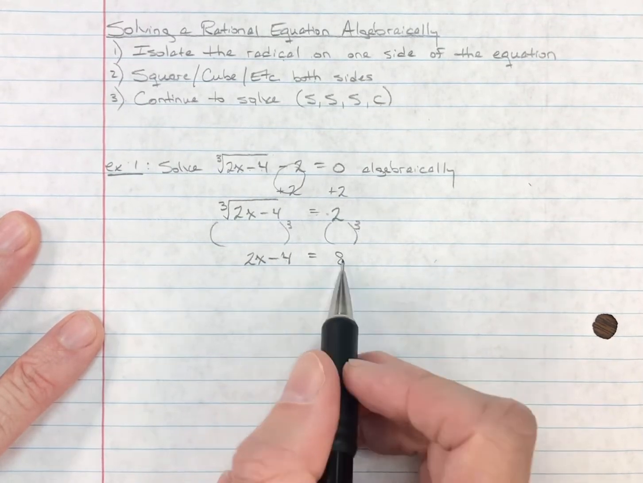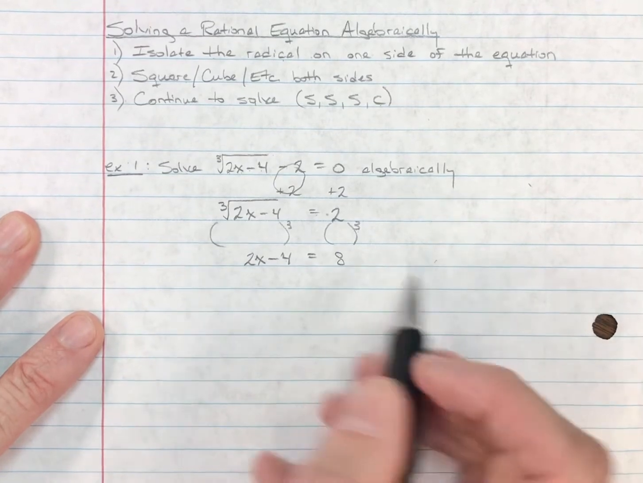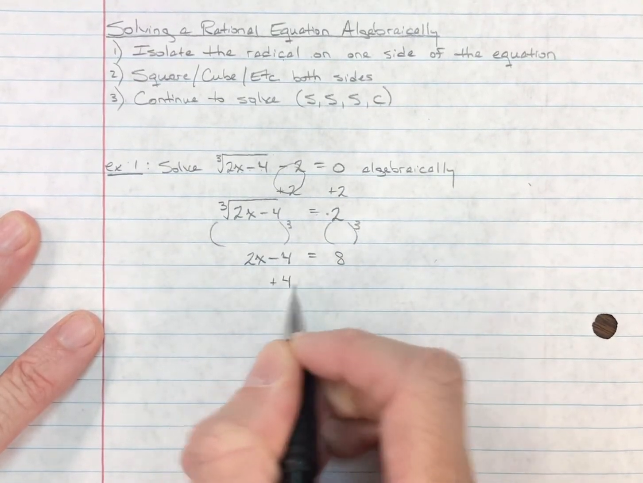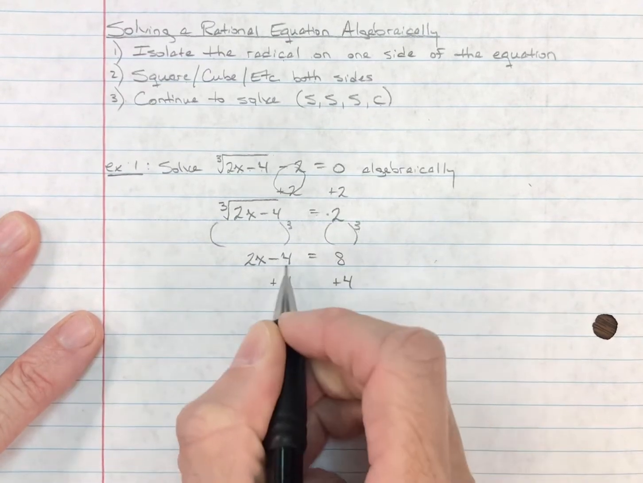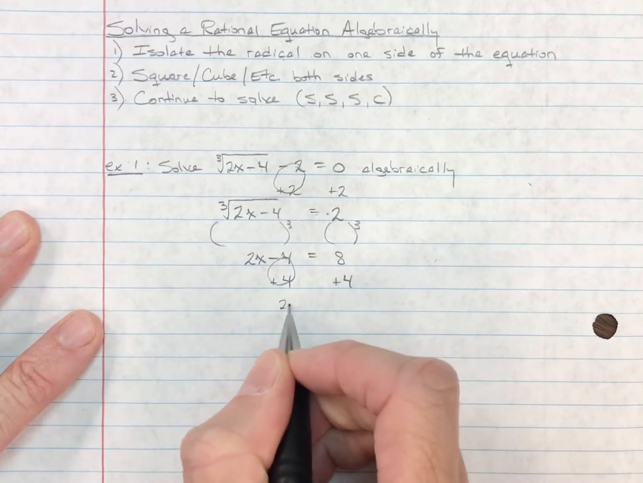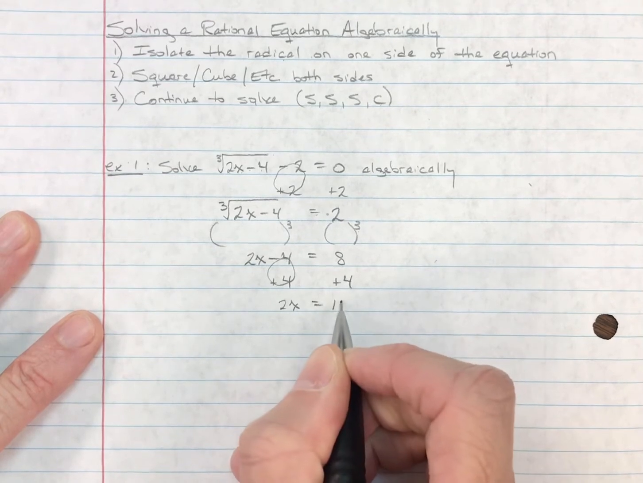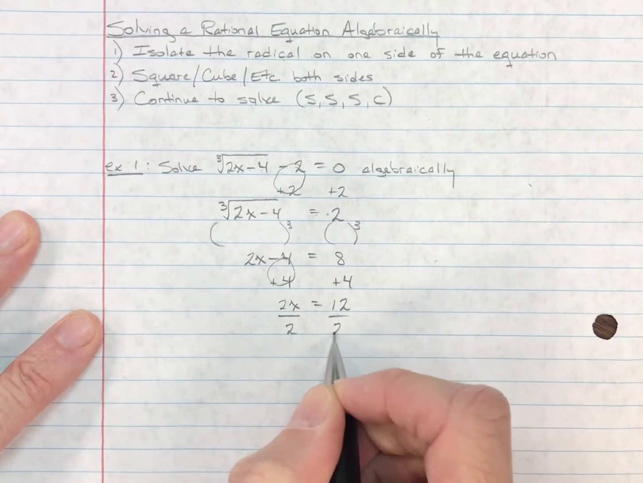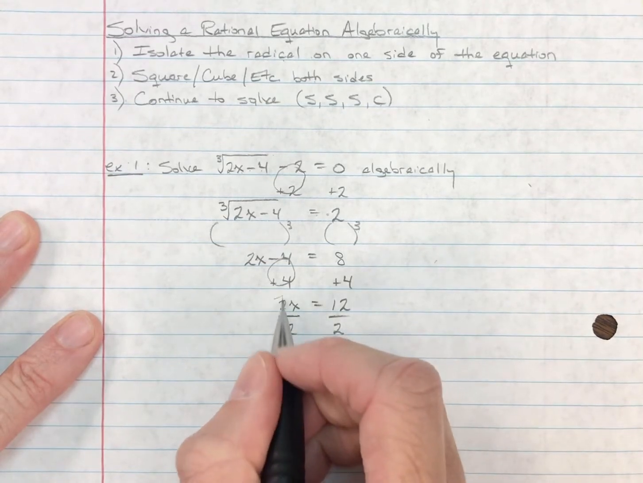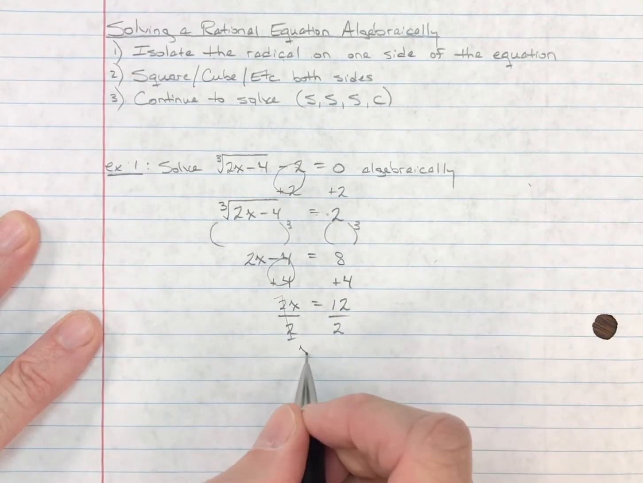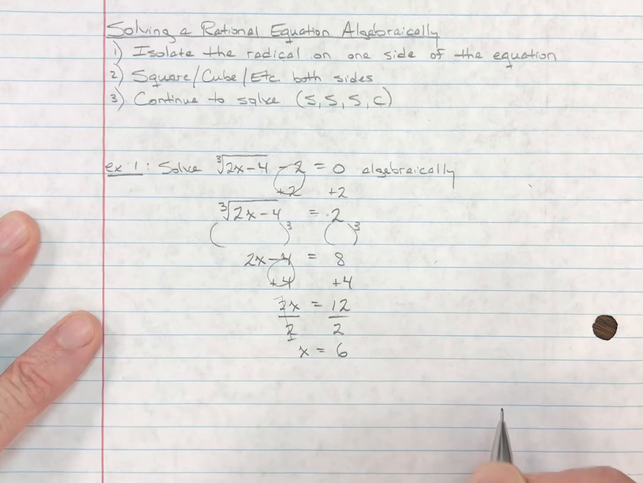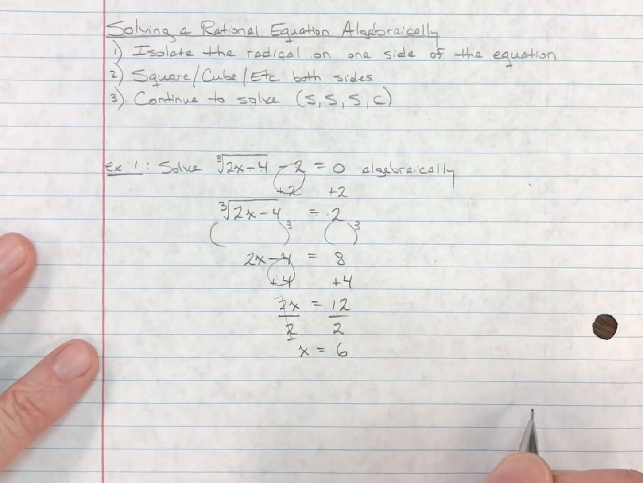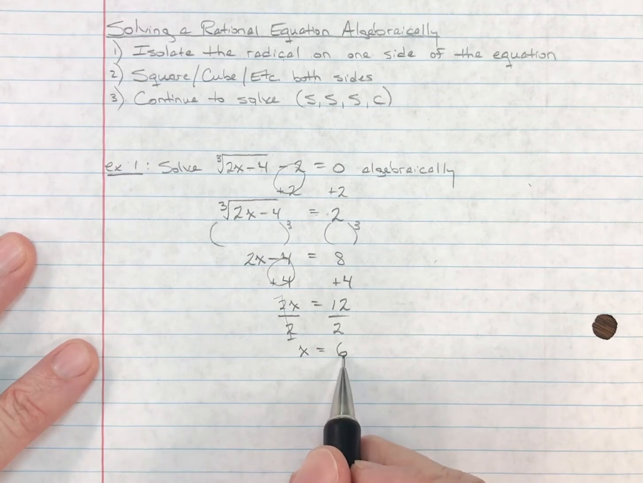Left side is simplified, right side is simplified. So now let's separate. Well, I only have one variable term, so I'll shift the constant term over to the right. 2x is equal to 12, and now I'll solve by dividing both sides by 2. There's a 1 on the left side, and I have the solution x is equal to 6. Or so I think. I always want to check. I think the answer is 6.